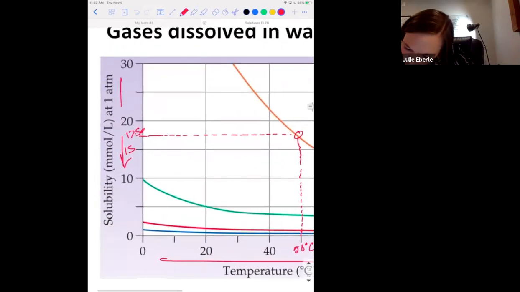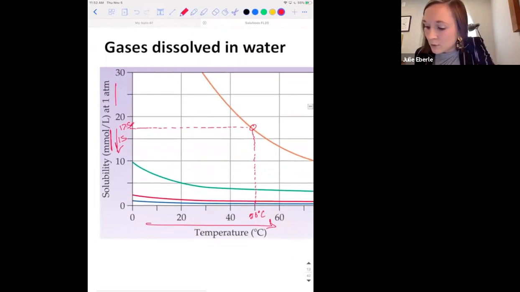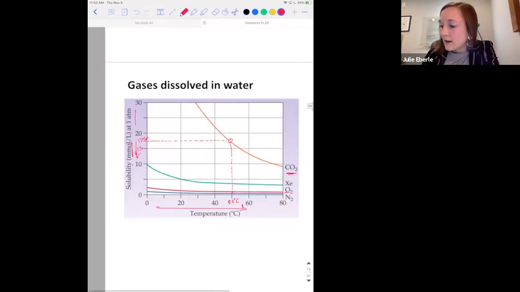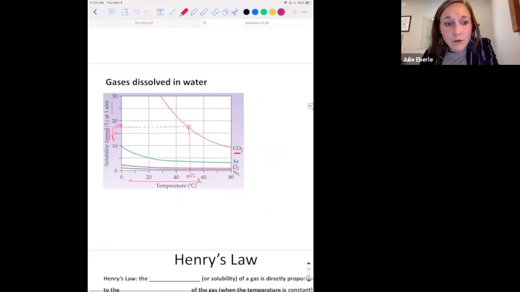What are our units here? I'm turning my head sideways. Millimole per liter. Okay, so you would tell me those units. That's the solubility of CO2: about 17.5 millimole per liter at 50 degrees Celsius. So if you're asked to read solubility off of a graph, that's exactly how you do it. You just find the temperature, walk it up until you hit the line for that piece of data, and then cross it over to the y-axis, and that's your solubility. And the y-axis will always be solubility, and the x-axis will always be temperature. Any questions on how to read solubility off of a graph?